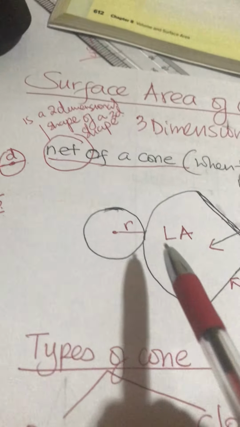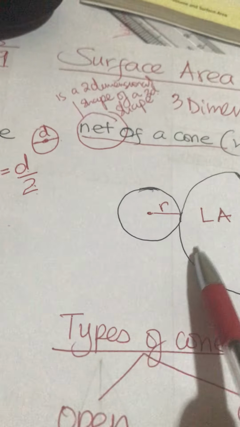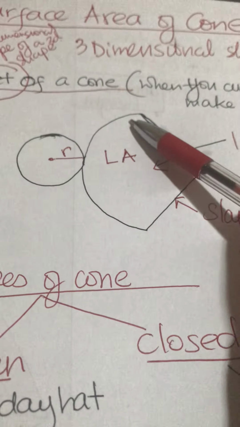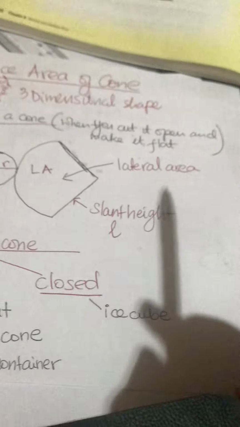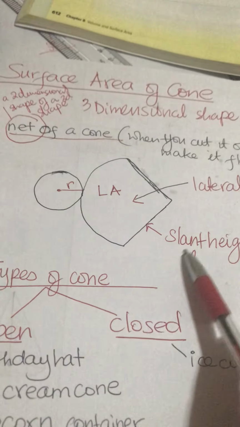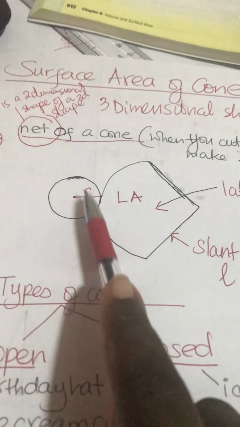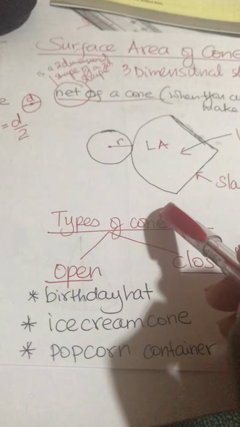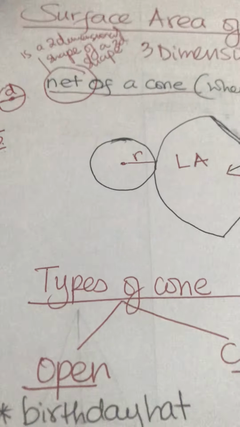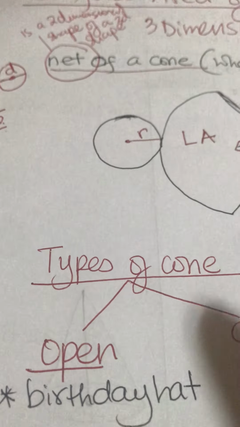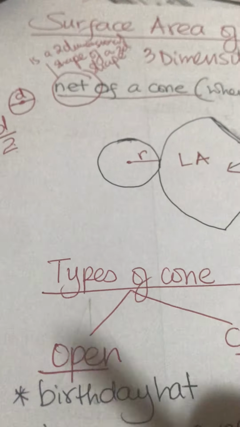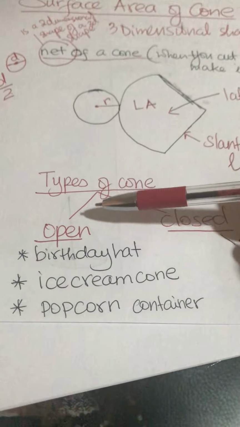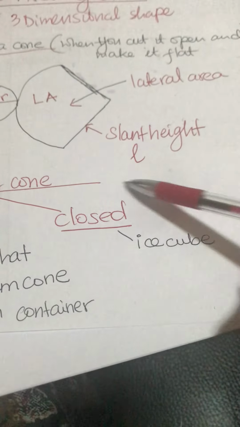Okay? Now, when you have a net of a cone, you have a circle and you have the lateral area, which is curved, and these are straight lines. So that is how you draw the net of a cone. This is the figure that will help you to find the surface area of a cone. How many types of cones are we going to learn in this lesson? 2. When you go to grades 9 to 12, you will learn the hollow one. Here we just need you to know how to find the surface area when it is open and when it is closed.